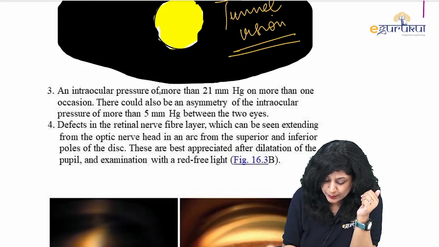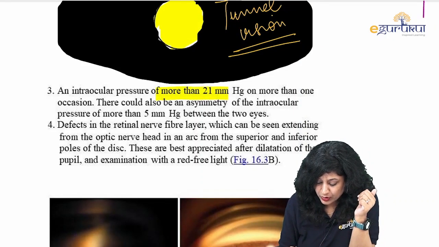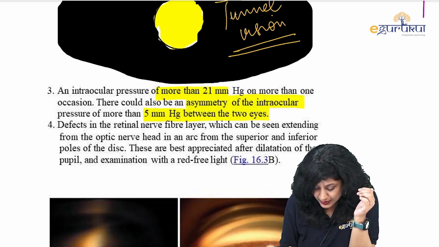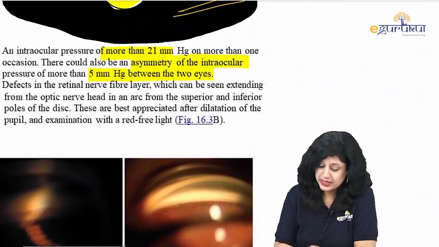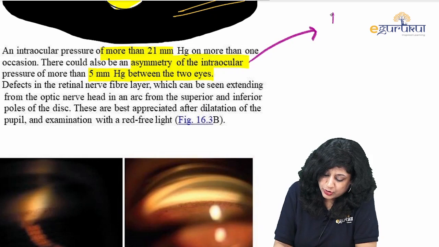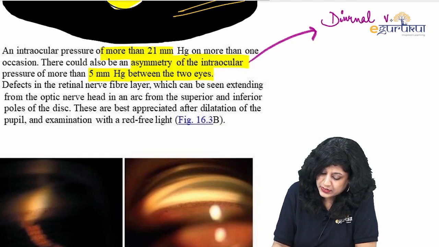If I talk about the IOP, more than 21 mm on more than one occasion, there could be asymmetry of the IOP of more than 5 mm between the two eyes. Now here they are actually talking about the diurnal variation. What is this diurnal variation?